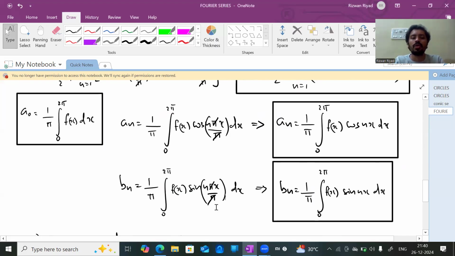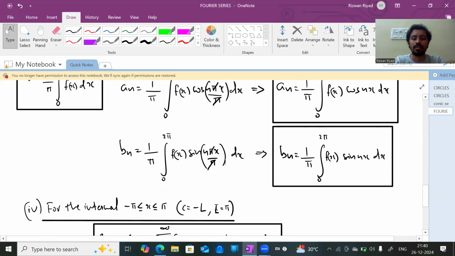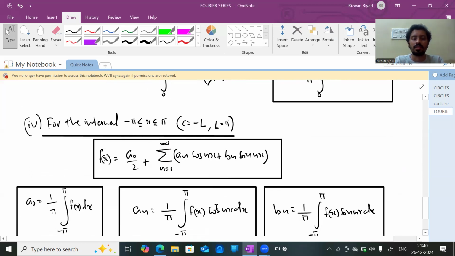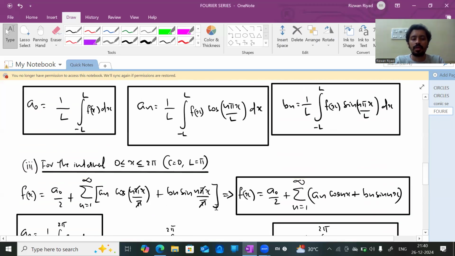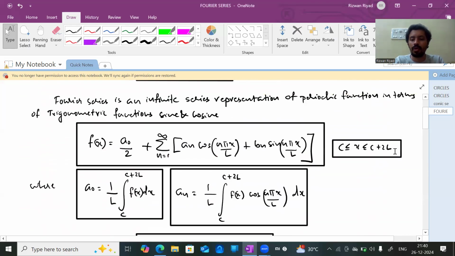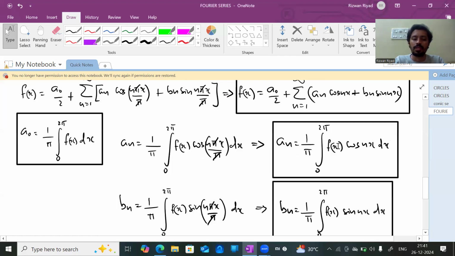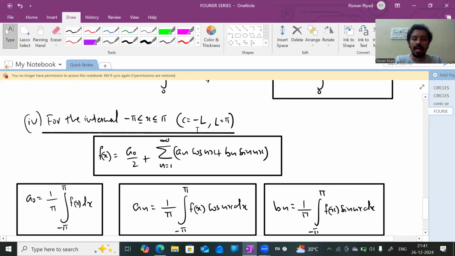Next, let's move to our fourth and last case of this lecture. That means for the interval minus pi less than or equal to x less than or equal to pi. So from the general form of the Fourier series, c less than or equal to x less than or equal to c plus 2L, we are making two substitutions. For this c, that c becomes minus L and that L becomes pi. We are making these two substitutions.